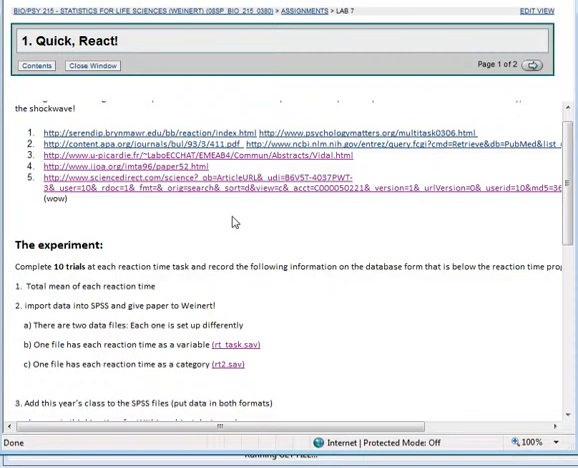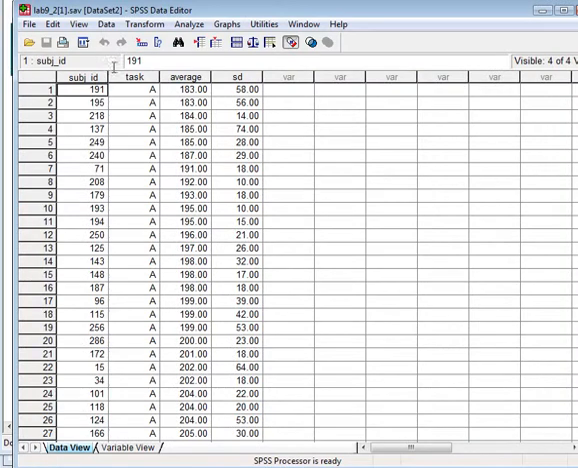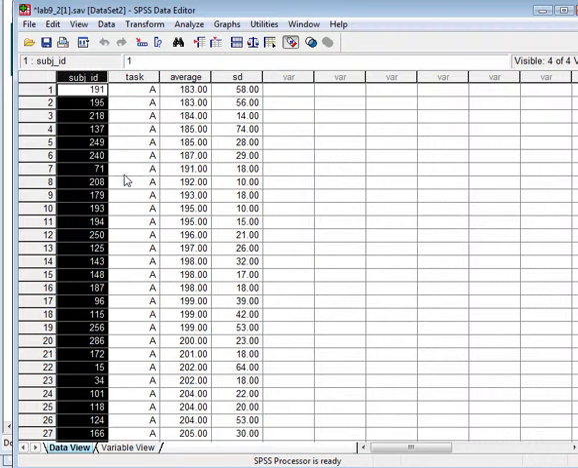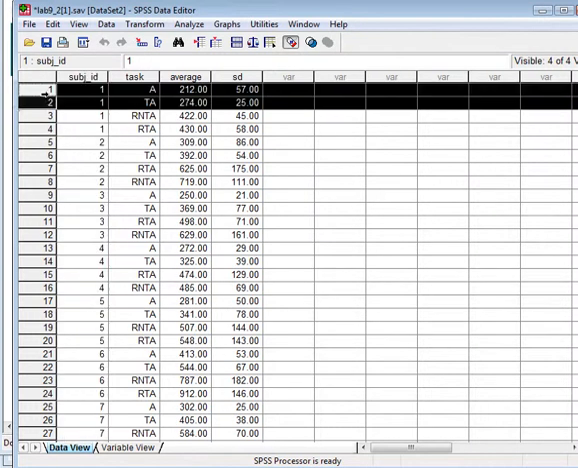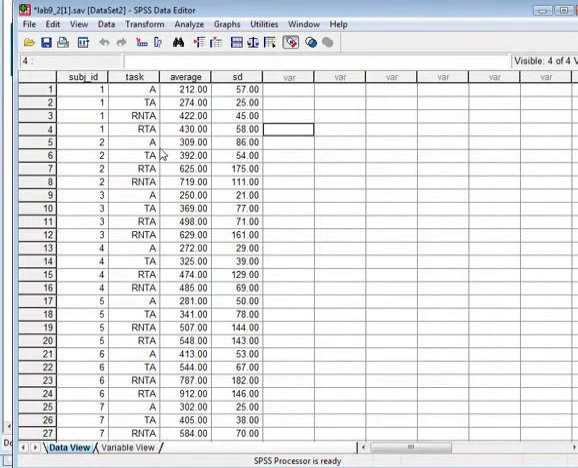Now this is technically not the right way to do the experiment, and you'll see why if I sort by subject ID, sort ascending, each subject is represented 4 times. So if you're comparing just A to A to A to A, you're comparing different subjects. But we're comparing A to TA, where subjects are in both groups. So this is called a within-between design, a little more complicated than we need to know.